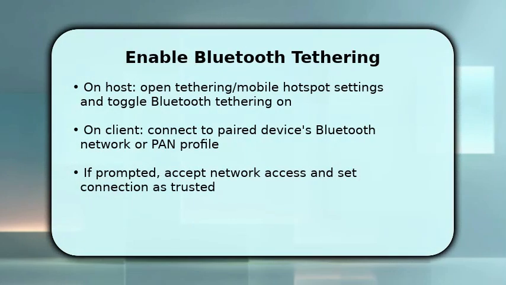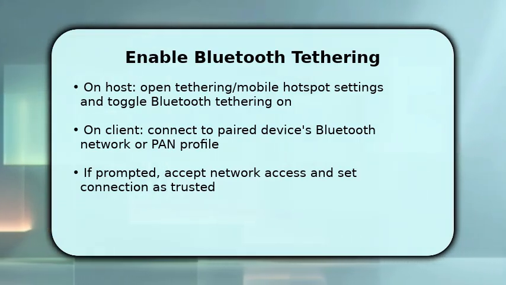Once paired, you enable tethering on the host. Go to Settings, right arrow, Connections or Network, right arrow, Tethering and Mobile Hotspot, then toggle Bluetooth tethering.